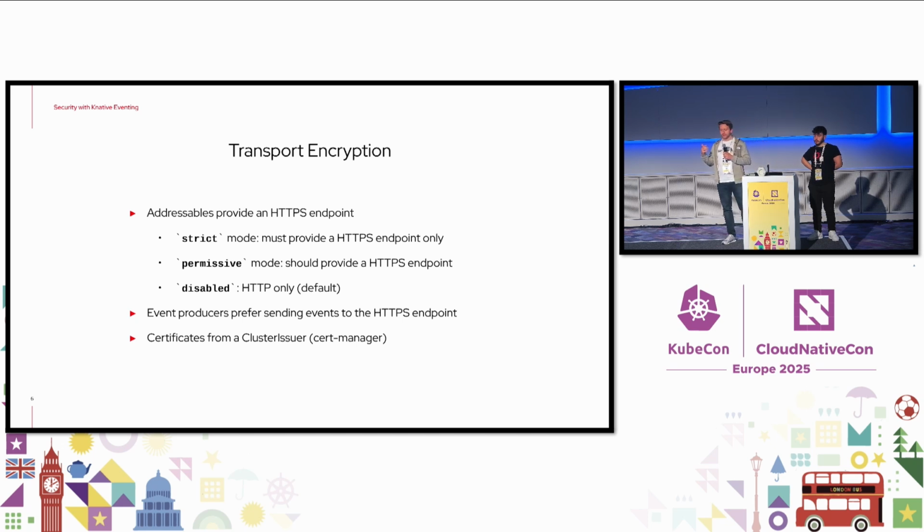And this is done on 2 sides. First, addressables provide an HTTPS endpoint. Depending on the transport encryption feature flag configuration, they provide only an HTTPS endpoint when the configuration is set to strict. If the transport encryption mode is set to permissive, they provide an HTTP and an HTTPS endpoint, or both. And when it's disabled, of course, then we fall back to the current behavior, providing only an HTTP endpoint.